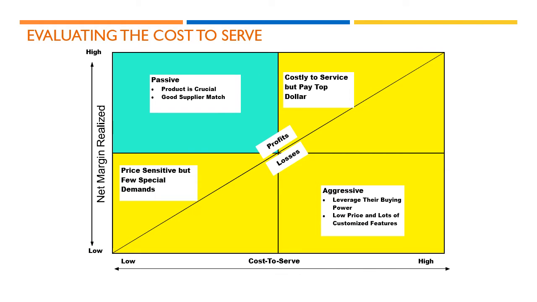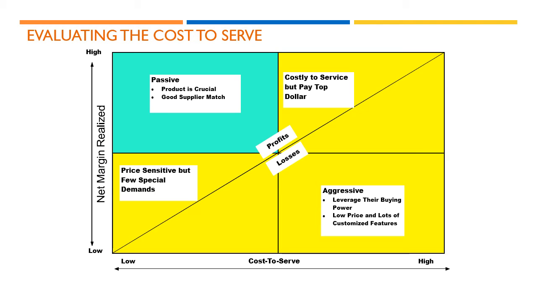This chart examines the relationship between the cost to serve customers and net margin realized. The 4 quadrants illustrate 4 types of customers. In the bottom left quadrant, we find customers who deliver low margins, but are cheap to serve and make few demands. These customers should be continually monitored and costs contained.